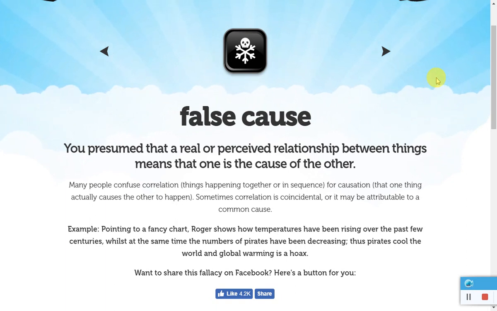Example: pointing to a fancy chart, Roger shows how temperatures have been rising over the past few centuries, whilst at the same time the numbers of pirates have been decreasing. Thus pirates cool the world and global warming is a hoax.